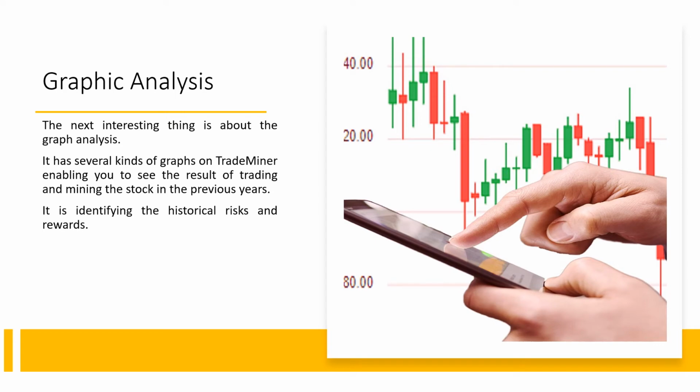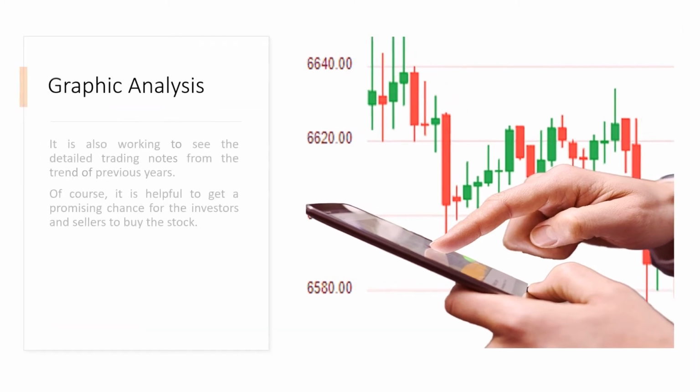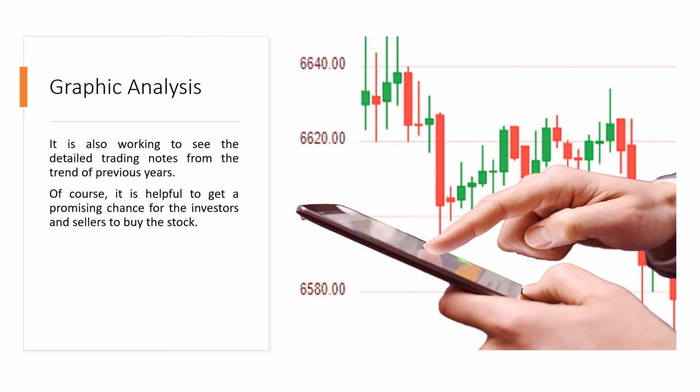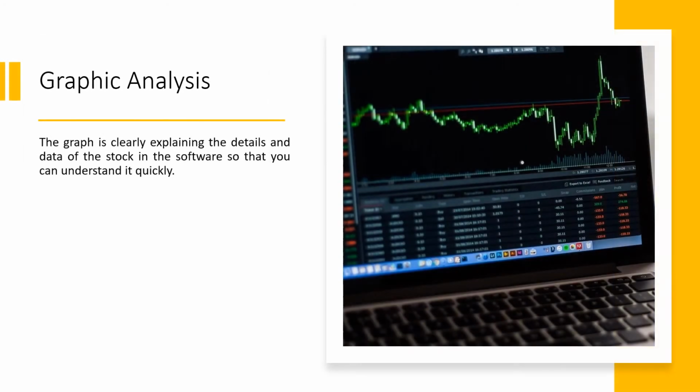Graphic analysis. The next interesting thing is about the graph analysis. It has several kinds of graphs on Trademiner enabling you to see the result of trading and mining the stock in the previous years. It is identifying the historical risks and rewards. It is also working to see the detailed trading notes from the trend of previous years. Of course, it is helpful to get a promising chance for the investors and sellers to buy the stock. The graph is clearly explaining the details and data of the stock in the software, so that you can understand it quickly.